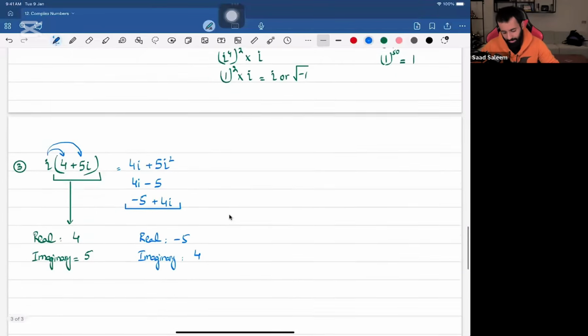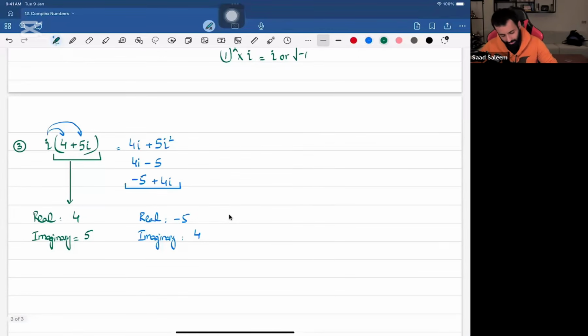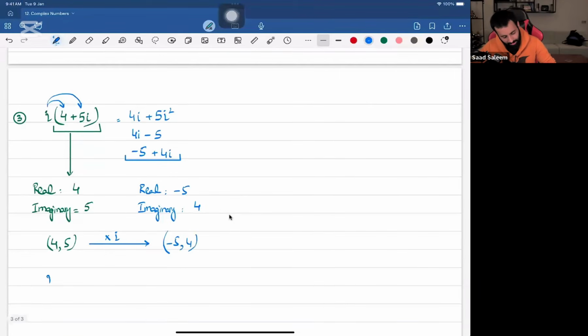We can come up with a standard rule over here. Let's treat them as two coordinates; we will be treating them as two coordinates later on. So the two coordinates are (4, 5). After I multiply them by i, notice what happens. They become (minus 5, 4). So what's the standard rule? If you have i and you multiply it by a plus b i, then the result becomes minus b plus a i.